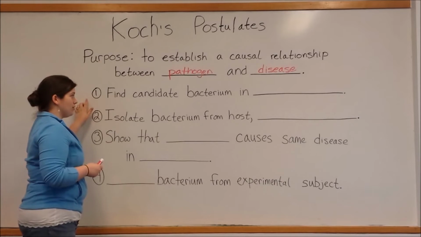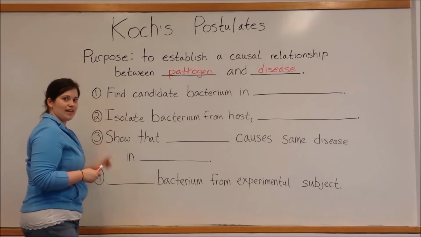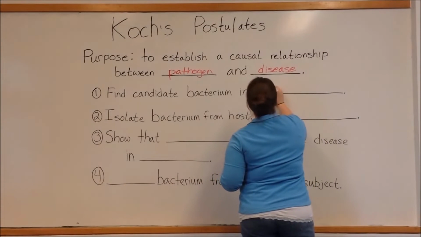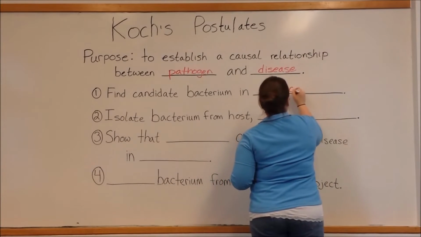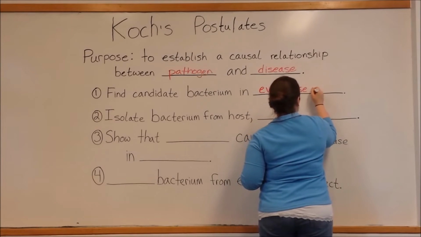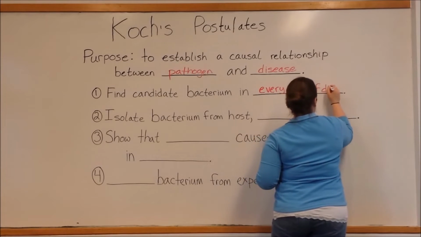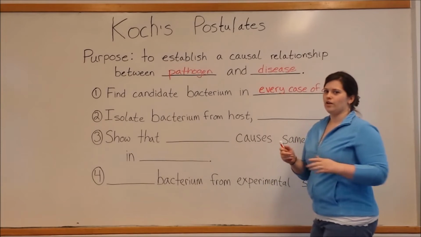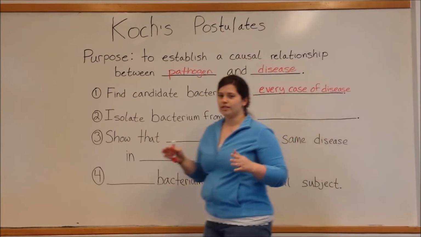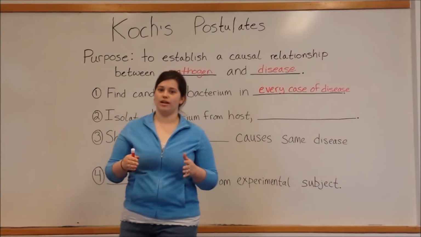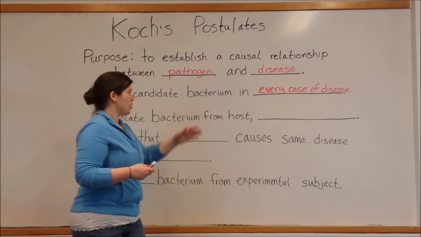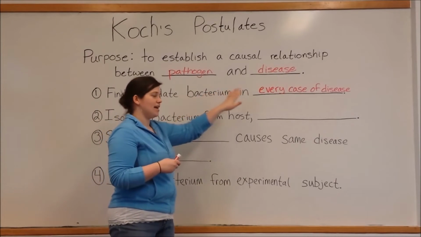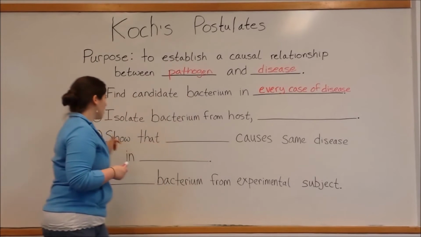First, you have to find the candidate bacterium in every case of the disease. So if we go with our example of anthrax, every single time you have someone with anthrax, you have to find the specific bacterium that you think causes that disease in every case of that disease.